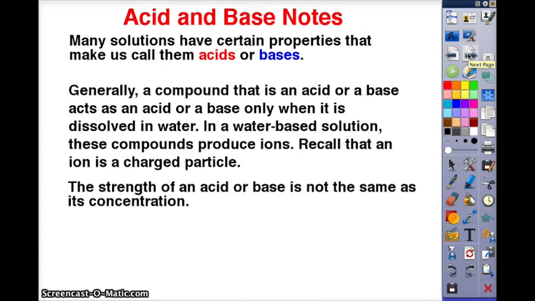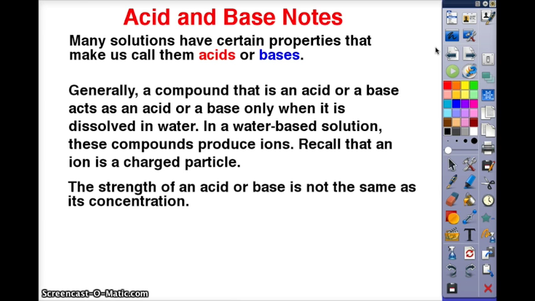Let's continue on to acids and bases. Acids and bases are about solutions. A solution is a liquid form of a solvent and a solute. So acids and bases are in everyday things, chemicals, cleaning supplies, and so forth. Generally, a compound that is an acid or a base acts as an acid or base only when it is dissolved in water. When it's in its solid state, it's not considered acidic or basic necessarily.